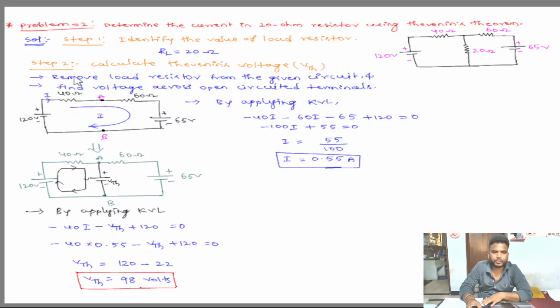This is step 2, where we calculate VTH. First, we remove the load resistance and then find the total current in the network by applying simple KVL. After finding the current, we find the voltage in between the A and B terminals. Suppose you consider the other loop, then also we get the same response. Just verifying, the current is flowing like this.